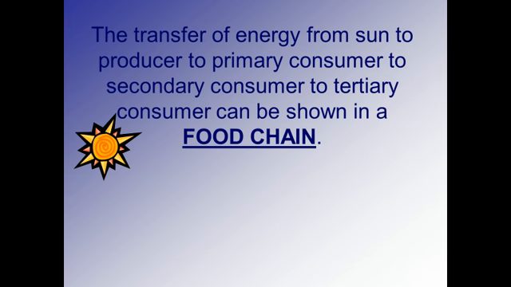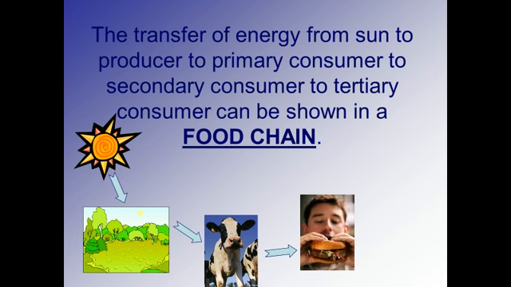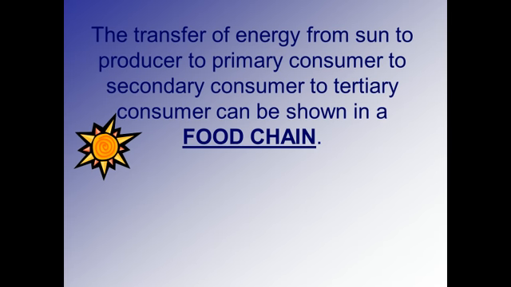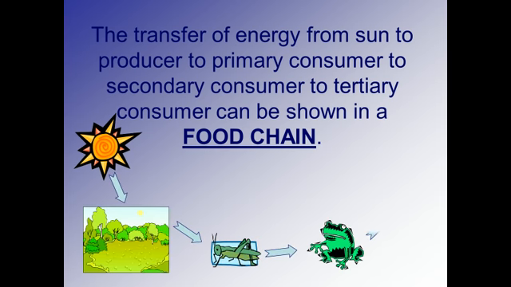Now, the transfer of energy from the sun to the primary consumers, to the secondary consumers, and the third-order consumers, and so on, is called a food chain. Now, one of the things that is important to understand about food chains is that much energy is lost along the way.